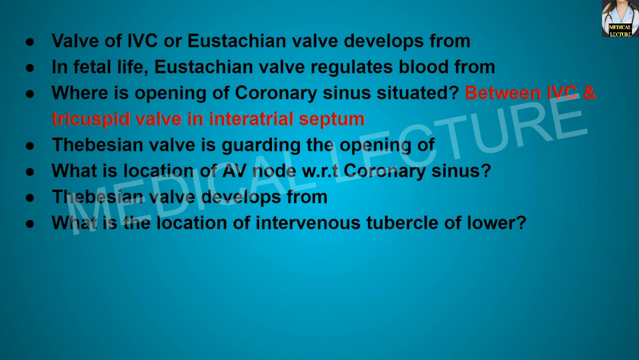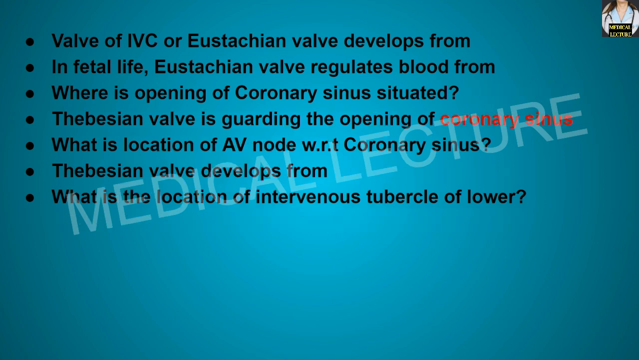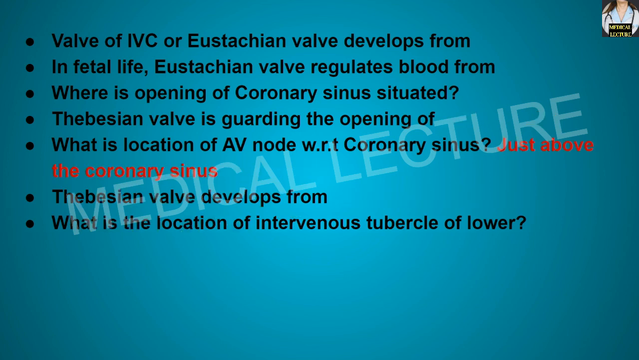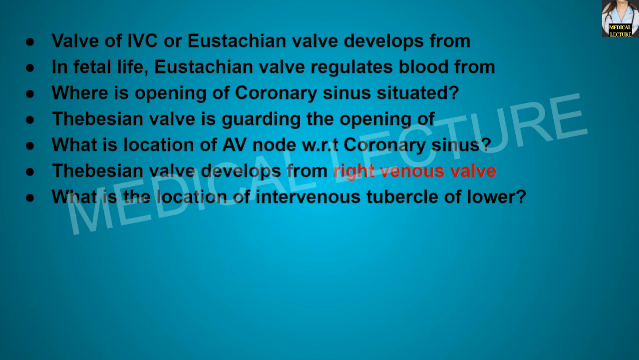Thebesian valve is guarding the opening of what? This valve actually guards the opening of coronary sinus. What is the location of the AV node with respect to the coronary sinus? So AV node is located just above the coronary sinus. Thebesian valve develops from right venous valve.